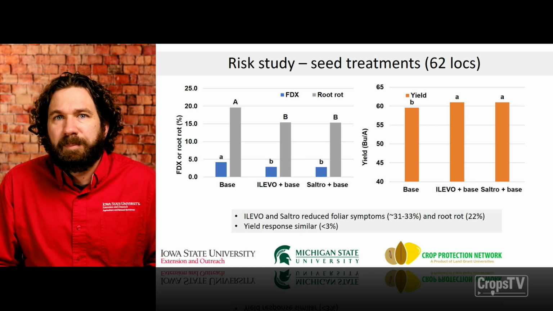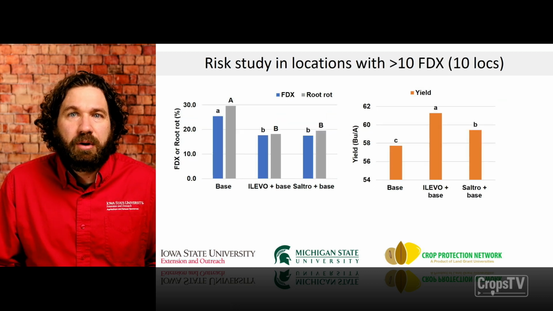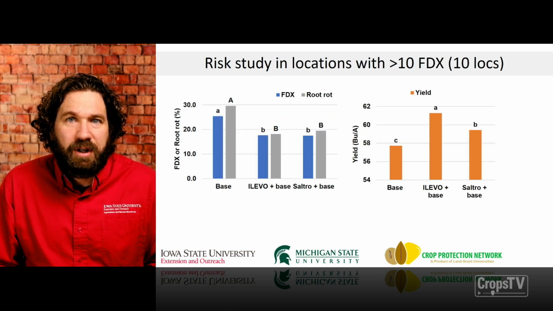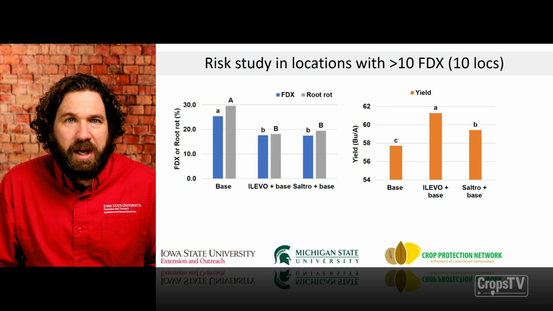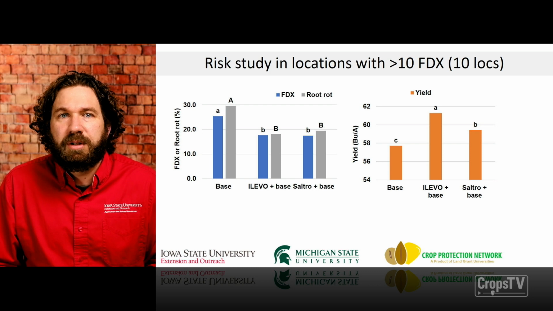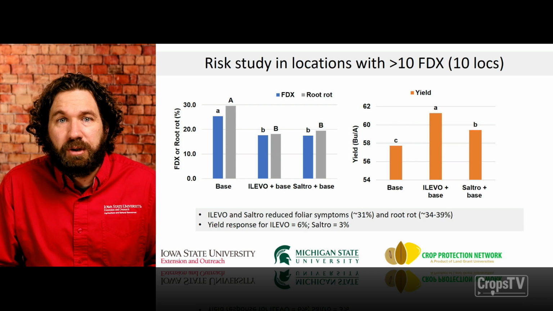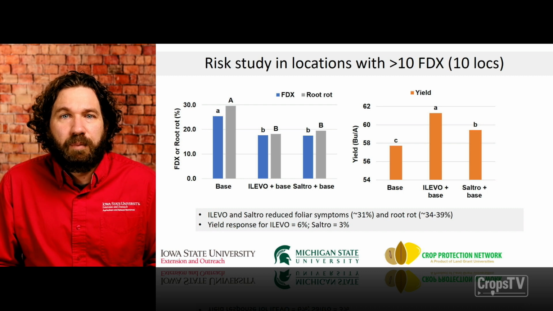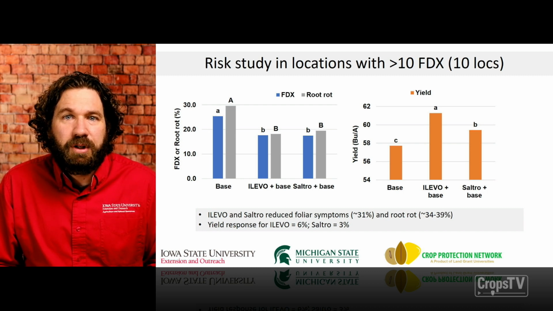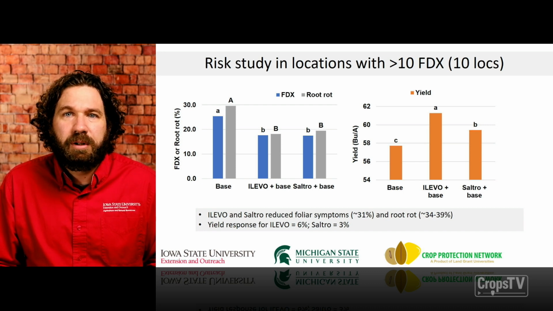But from this large data set, we were actually able to extract 10 of the locations where we had greater than a 10 for the FDX, which is sort of our cutoff for when we start to see a little bit larger differences in yield response and in management practices and how they affect the foliar symptoms. And what we found was that both Saltro and Elevo did a darn good job of reducing foliar symptoms and root rot in these 10 locations. The foliar symptoms were very similar, a 31% reduction. Root rot, Saltro had around a 39% and Elevo had a 34%.